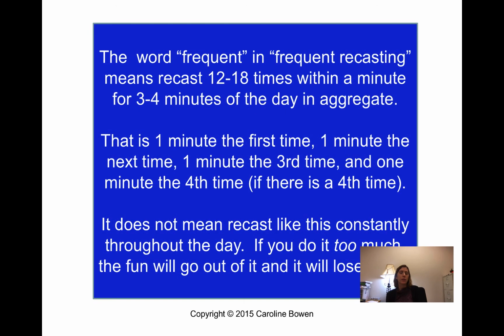Okay, and so we got something else. I'm just going to read this because it's sort of interesting. So again, the idea of the word frequent and frequent recasting means that we should be recasting 12 to 18 times within a minute for 3 to 4 minutes of the day, okay? So we want to hit it hard for a short period of time, a few times during the day. So, we say it for a minute here, a minute there, a minute a third time, and maybe a fourth time. But again, it doesn't mean that we're recasting like this constantly throughout the day.